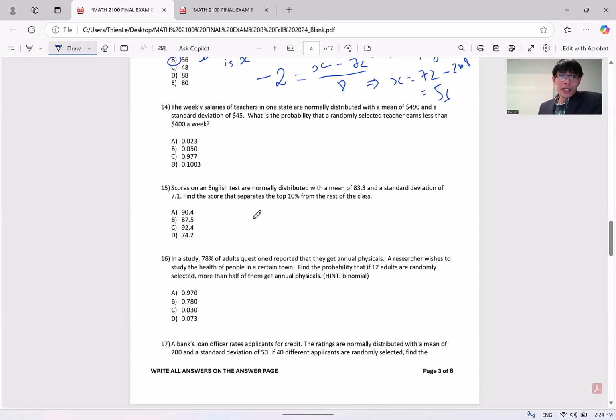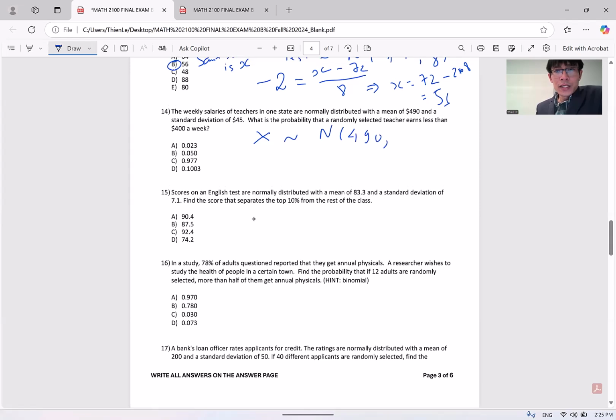The weekly salaries of teachers in one state are normally distributed with a mean of 490 and a standard deviation of 45. What's the probability a randomly selected teacher earns less than 400 a week? So if X is the salary, it follows a normal distribution with mean 490 and standard deviation 45. You choose a teacher and want to find the probability that his or her salary is less than 400. So 490 is in the middle here, and 400 is somewhere here.